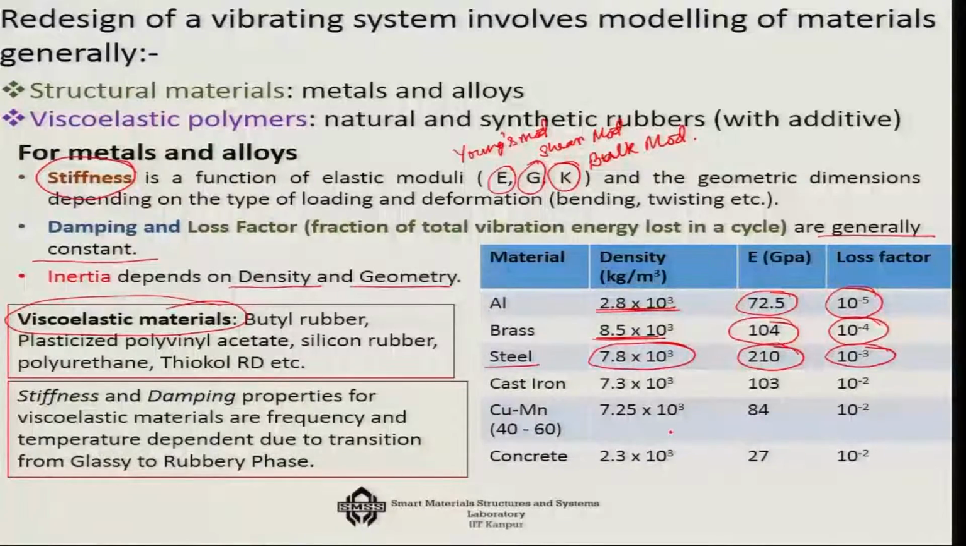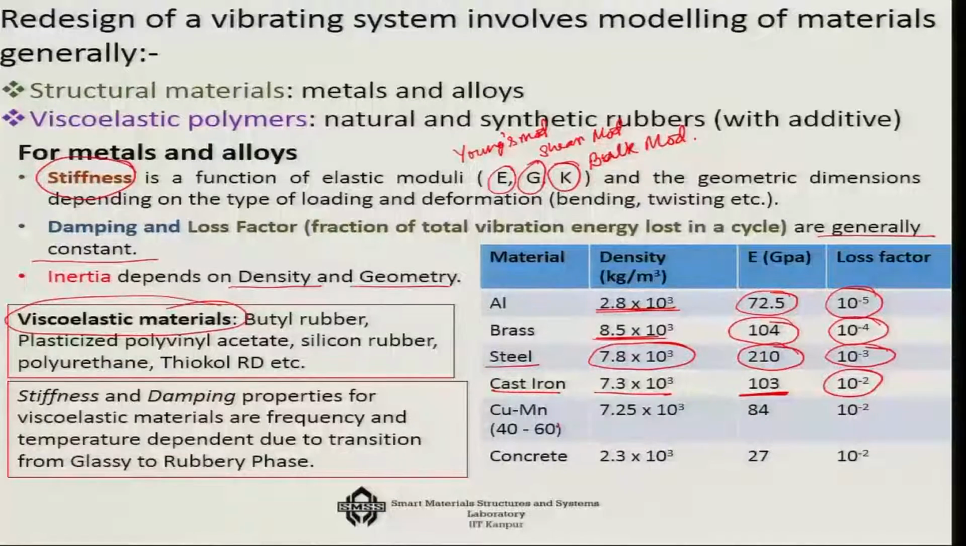If you go for cast iron, you will get a little bit of weight advantage, it is about 7300 kg per meter cube. Modulus of elasticity will come down, which means the K, the stiffness, will come down, but the loss factor is 10 times better than steel, it is about 10 raised to the power minus 2.